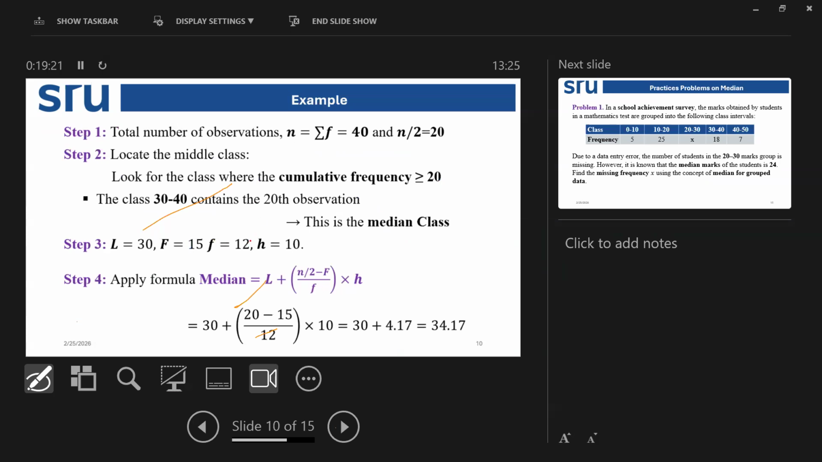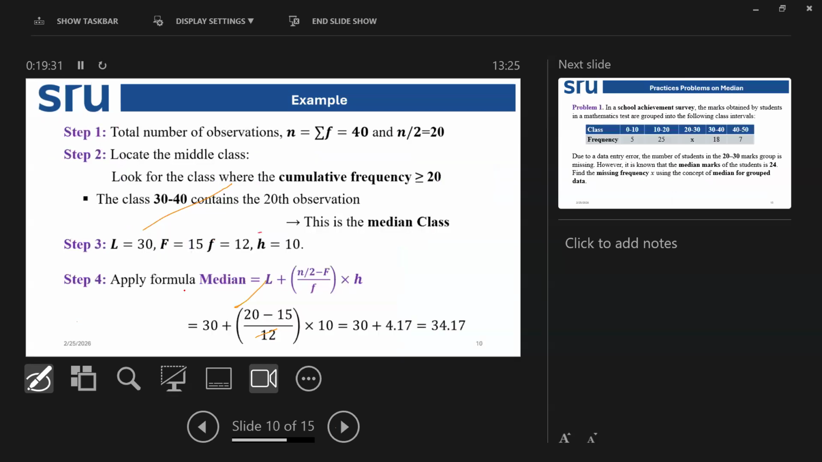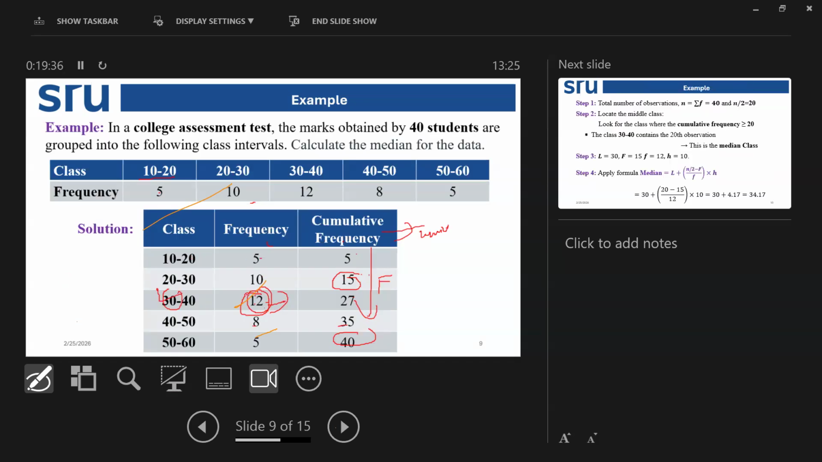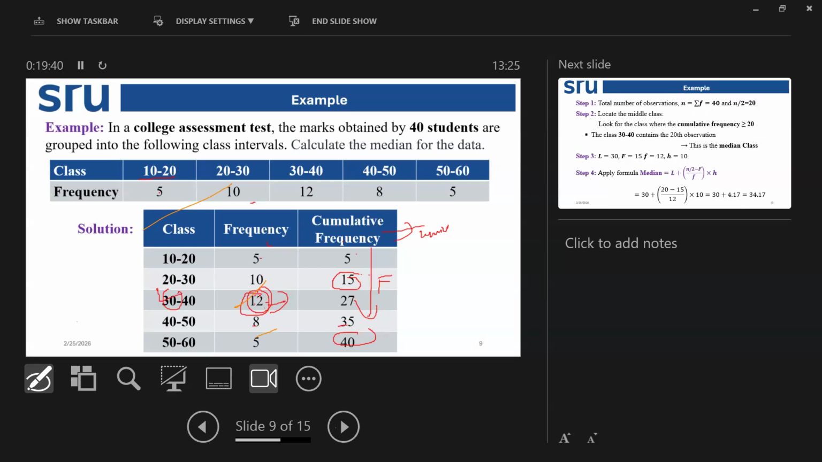N value is 40, there are 40 observations. And L is the lower boundary of the median class, so L is 30. Capital F is, what is the terminology we have given? Cumulative frequency before the median class. So this is the median class, and before this it is 15.